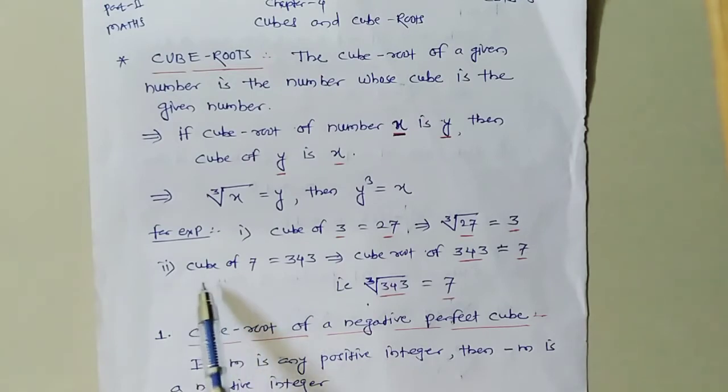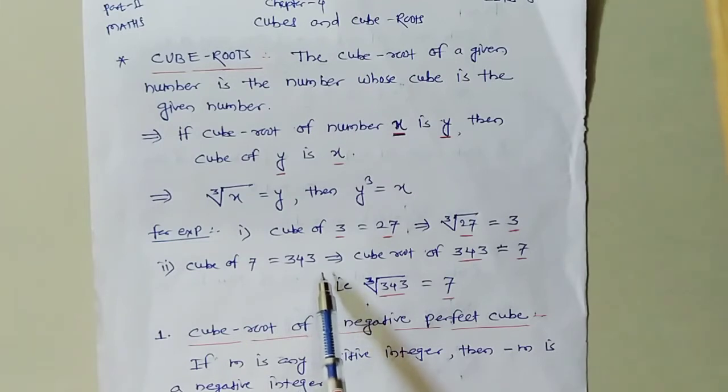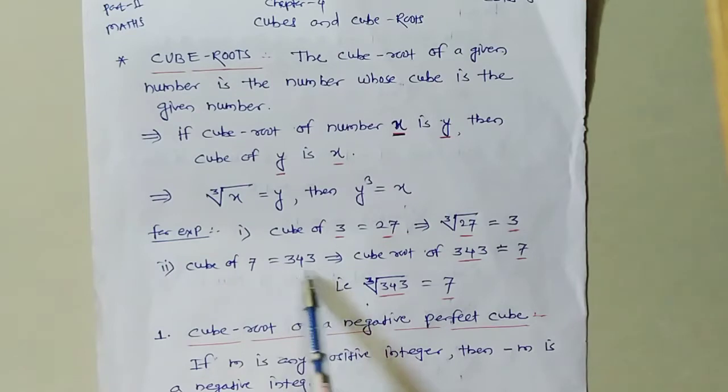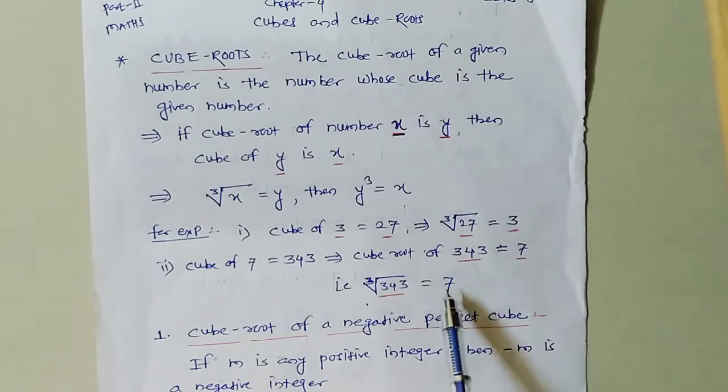Second example, cube of 7 is 343. So this implies that the cube root of 343 is equal to 7.